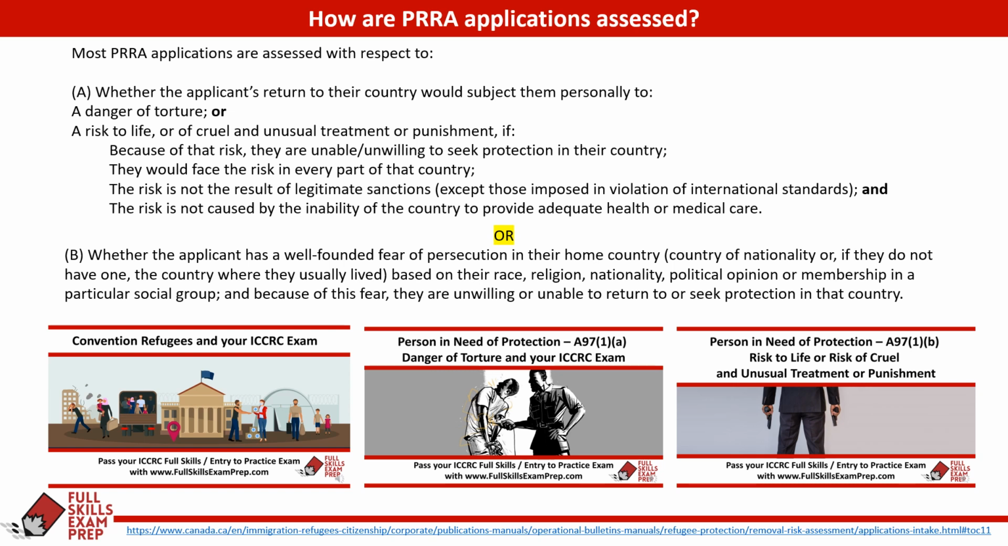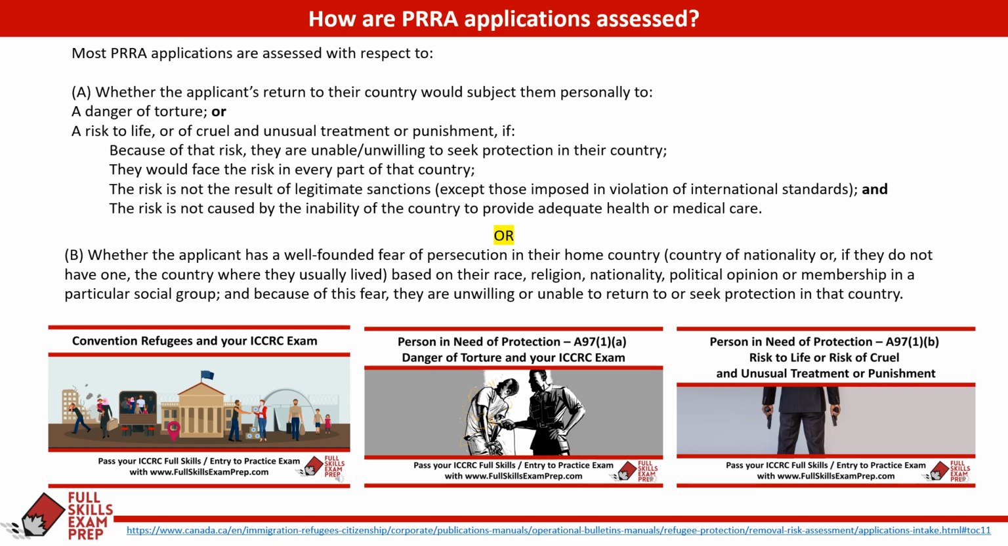Okay, so we have under A, it's basically the difference between 96 and 97. So we have danger of torture, risk to life, of cruel and unusual treatment or punishment, etc., etc. And we've gone through all of this, of course. So for B, we have the nexus, which is, of course, used for convention refugees. And again, if you have a good understanding of those lessons of what we discussed, well, you understand exactly what they're looking for in the PRRA.